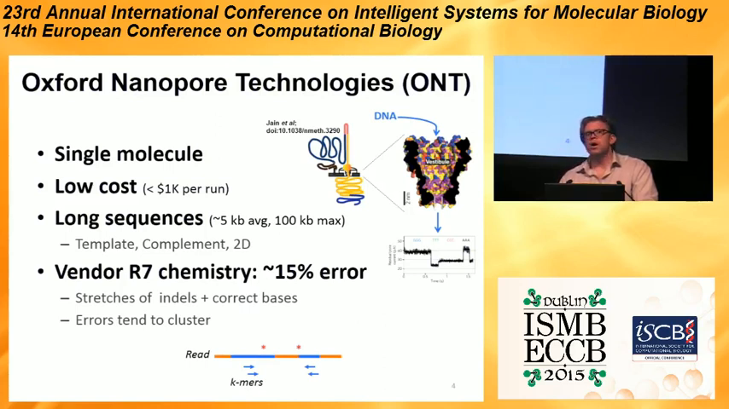The sequences are long, about 5-6 kb on average, some of which are about 100 kb. We've seen yeast sequences of 150 kb. Some have reported up to 200 kb long reads. You end up with raw sequences, the template strand, the complement strand, and a combination of both called 2D or high quality sequences. The early chemistry from the vendor would produce reads with about 15% error.